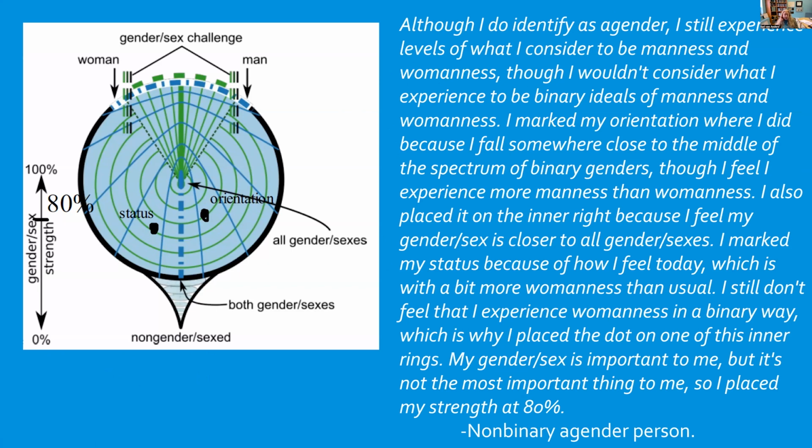I also placed it on the inner right because I feel my gender sex is closer to all gender sexes. I mark my status because of how I feel today, which is with a bit more womanness than usual. I still don't feel that I experience womanness in a binary way, which is why I place the dot on one of these inner rings. My gender sex is important to me, but it's not the most important thing to me, so I place my strength at 80%.